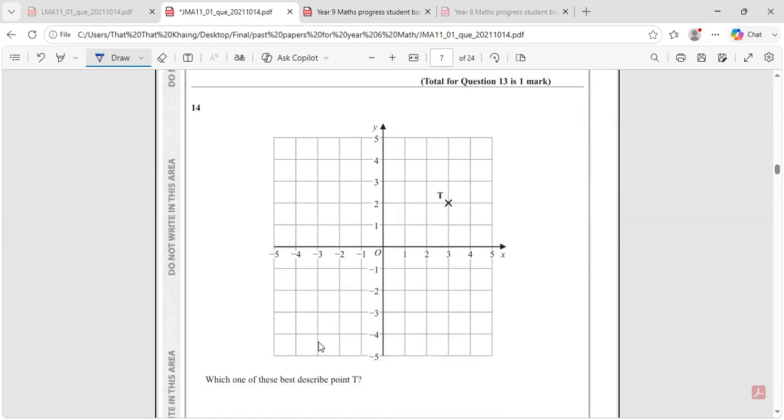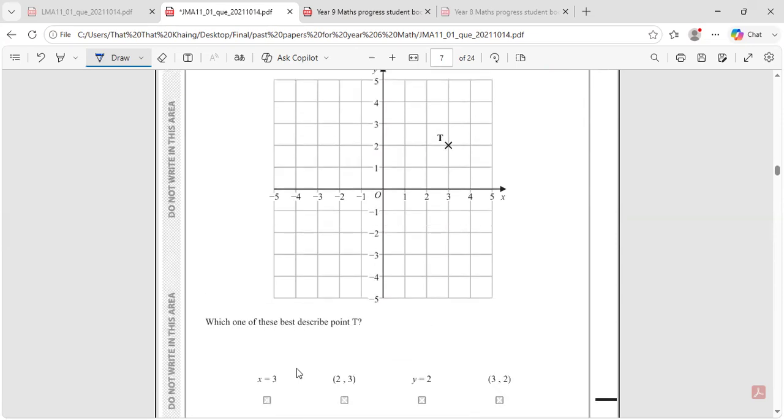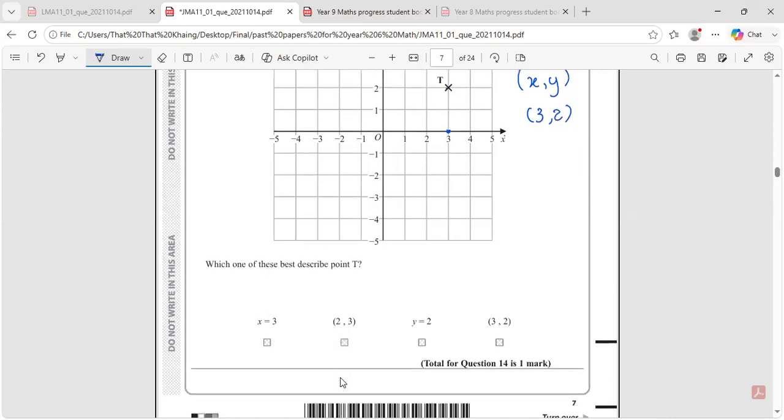For number 4. This one is coordinate form. When we read the coordinates, we use the x coordinate, then y, like an ordered pair. Look at the x-axis, this one is the x-axis, and the vertical line we call the y-axis. So x is at 3 and y is at 2. So the answer will be 3 comma 2. Which one of the birds is described by 3 comma 2?